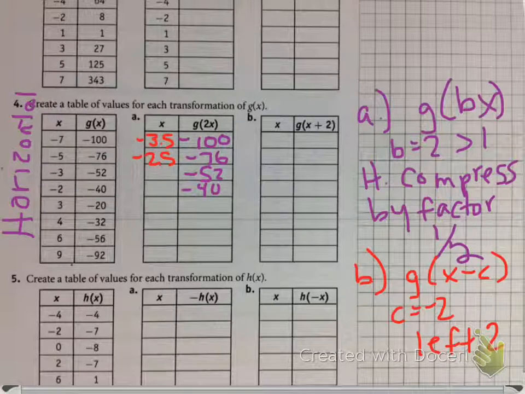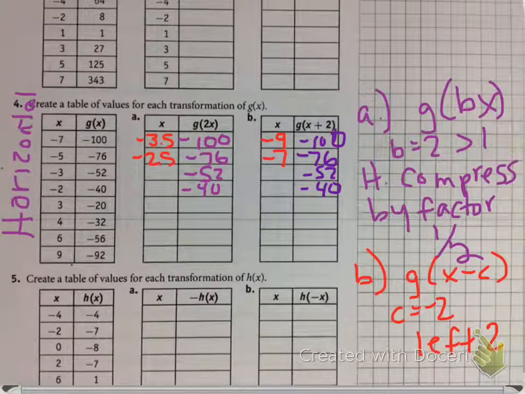So again, we want to see the same output, but to get to those outputs, we have to use an x value that's 2 less than what we originally had. So instead of getting to negative 100 by starting with negative 7, we have to start with negative 9, because negative 9 plus 2 gives me the negative 7. Instead of negative 5 giving me negative 76, it's going to take negative 7 to produce negative 76.